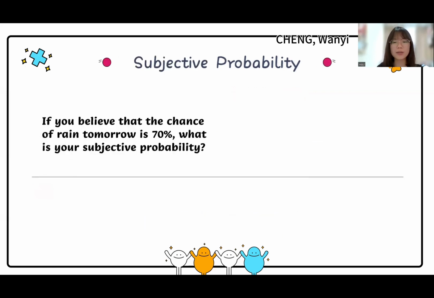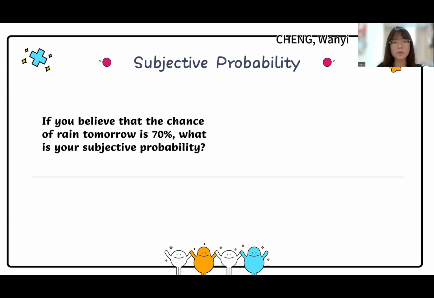The final type is subjective probability. It is very easy to learn. Just like its name, subjective probability is based on personal judgment, experience, or belief. It does not rely on data or experiments.